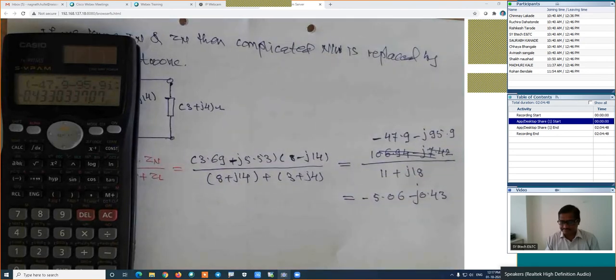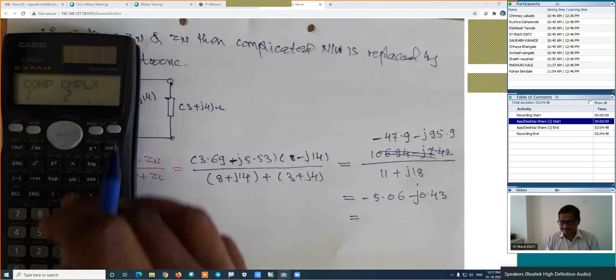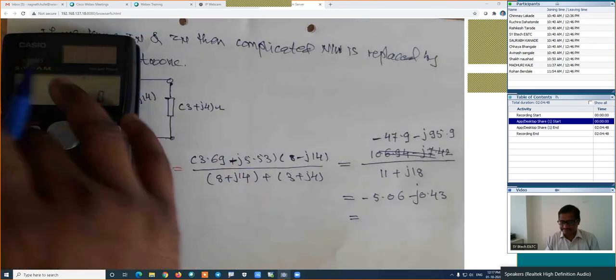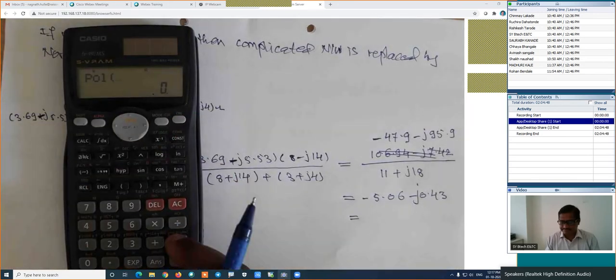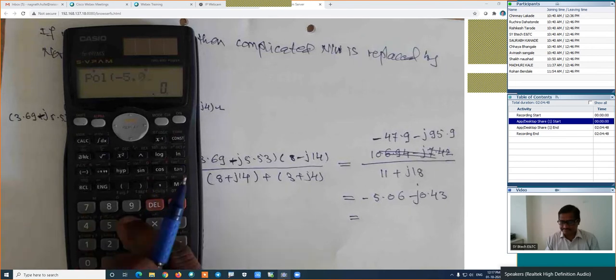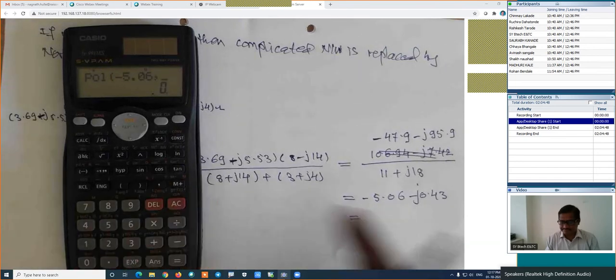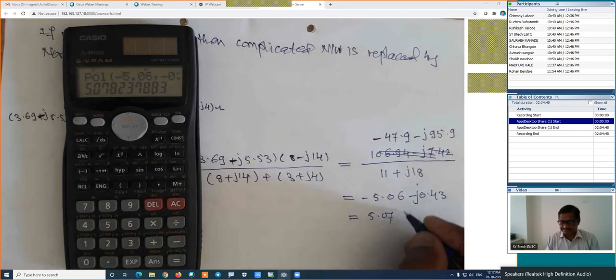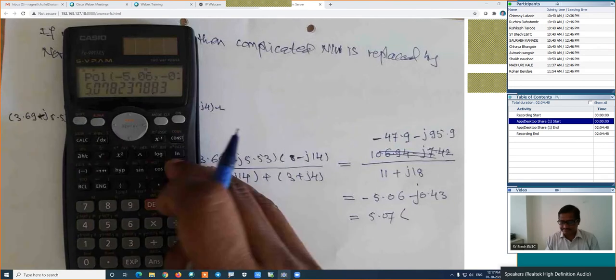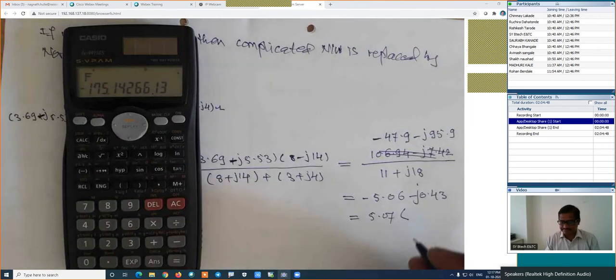This does not mean the resistance is negative. We can convert this value to the polar form. Shift of polar. How is the first value? It is minus 5.06, comma, minus 0.43, close the bracket, is equal to sign. This is 5.079. How much is the angle? The angle is minus 175.14 degrees. Something like this.